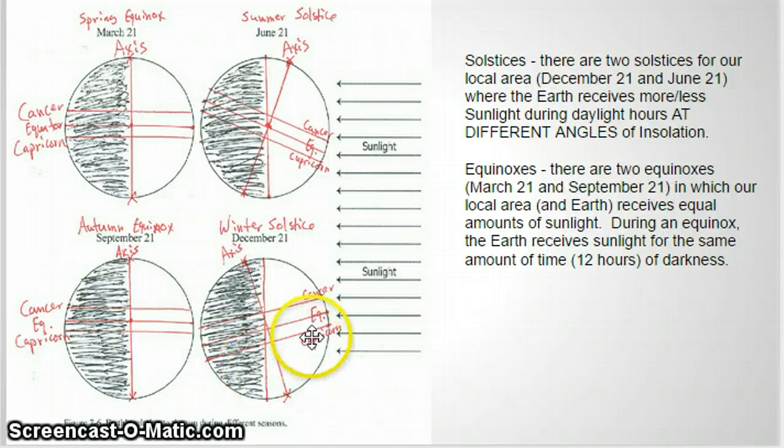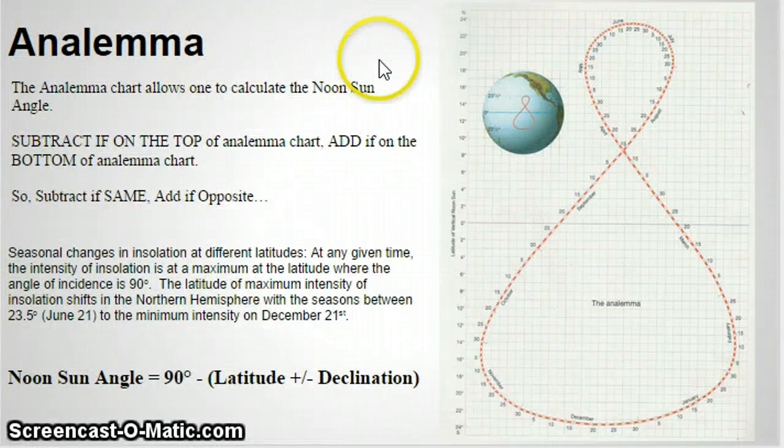In the winter solstice, the Tropic of Capricorn is receiving the most direct sunlight, or the zenith is 90 degrees overhead, where the northern hemisphere is receiving a lower incidence angle of sunlight. So it's distributed over a greater amount of area. So we can actually determine the noon sun, which we can also call the zenith. I subtract if it's on the top of the analemma chart, meaning the northern hemisphere, and I add if it's on the bottom, in the southern hemisphere. If I look at this analemma chart, this line right here divides the northern and southern hemispheres. So this 0 degrees is the equator.